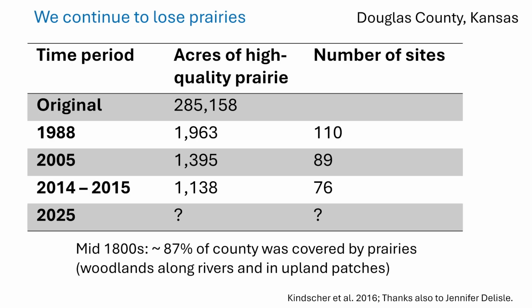I developed this slide for a previous talk, and it really hits me because we have a progressive, environmentally supportive community. But here in Douglas County, we've lost a lot of prairies just even in recent decades. So historically, about 87% of the county was covered by prairie. Now it's less than 1%. And as you can see, we continue to lose prairies.